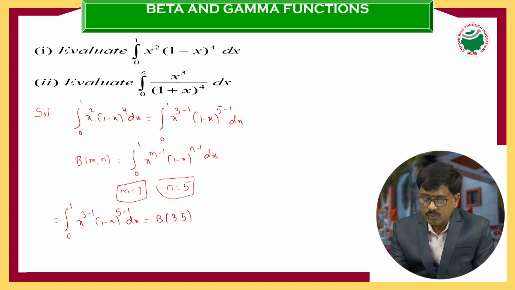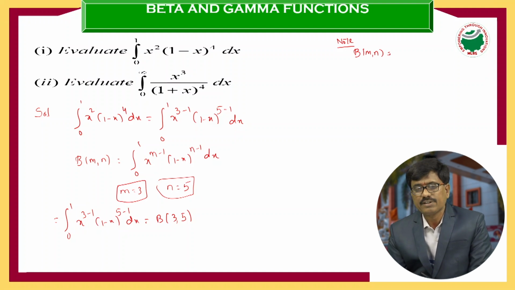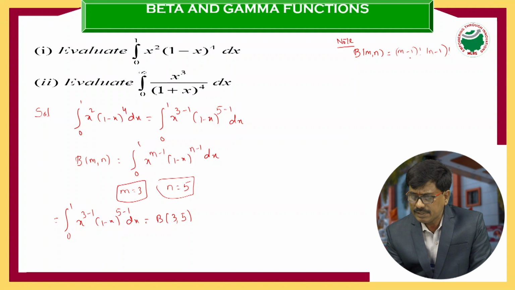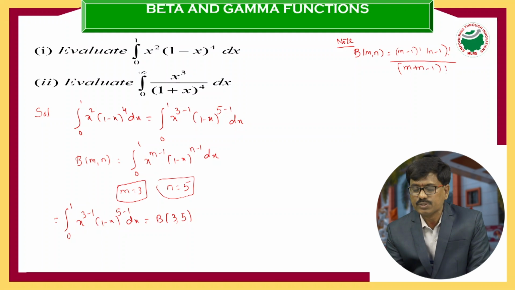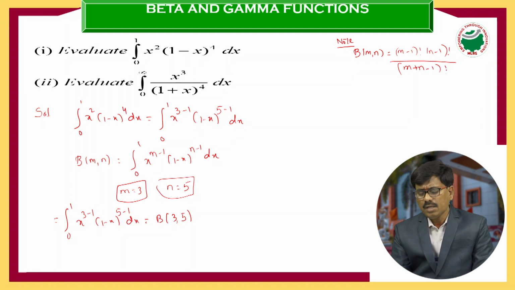Okay, let me go with one more property of the beta function that I can use. For beta of m comma n, if m and n are both positive integer values, we can express it as m minus 1 factorial into n minus 1 factorial divided by m plus n minus 1 factorial. This is the property of beta of m comma n. We can use this property, substitute the values, and calculate the value of beta of 3 comma 5.